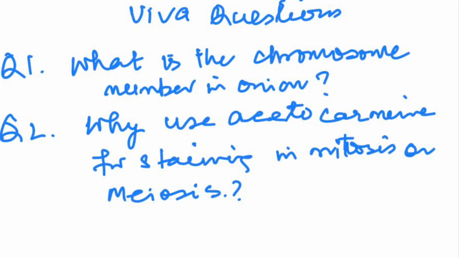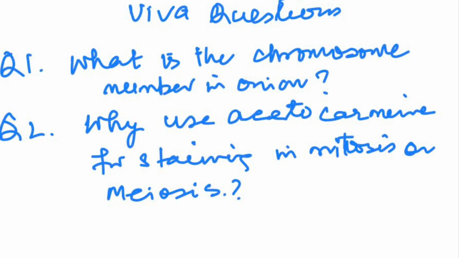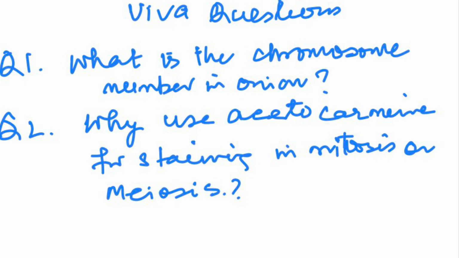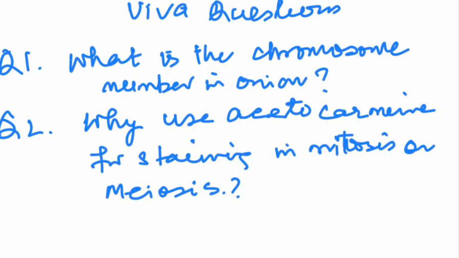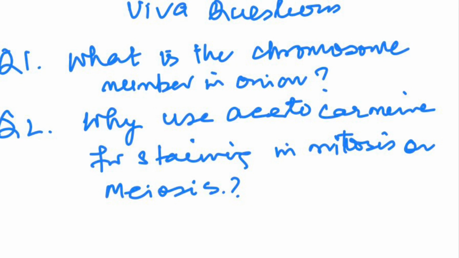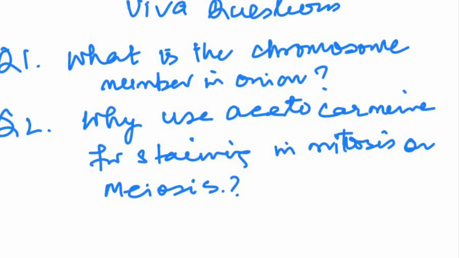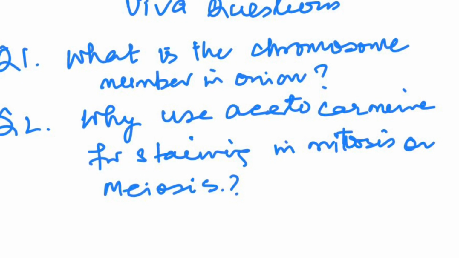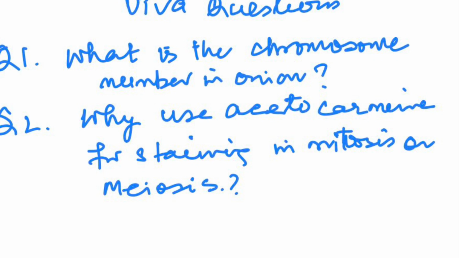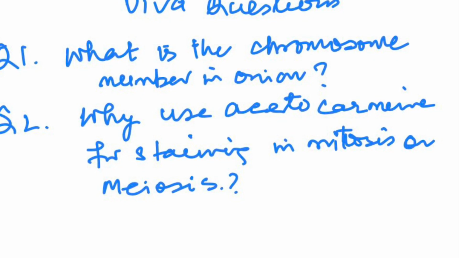First question, which can very easily be asked, is: what is the chromosome number in onion? Why this question is asked very often is because in your files, in your drawings, you will show the chromosome number as 2, 3, 4, 5, which is convenient for you to draw. So please, you should know that the chromosome number in onion is 2n = 16. You have learned this in your practical, so if you are asked, you can answer it's 2n = 16.